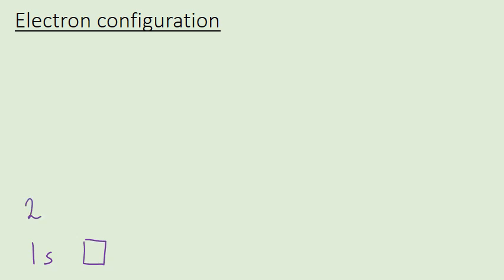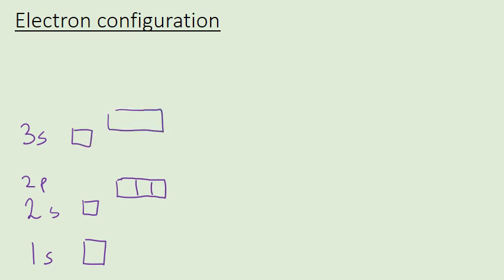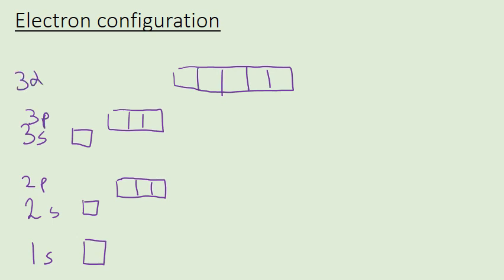The second shell can hold up to 8 electrons, and it has a 2s and 2p, and the p has 3 orbitals. So this hopefully is revision, but I'm going through this just to remind us. Then the third shell, 3s, but it has a 3p also, which is just slightly higher in energy. We also have the 3d, which can hold up to 10 electrons in 5 orbitals.